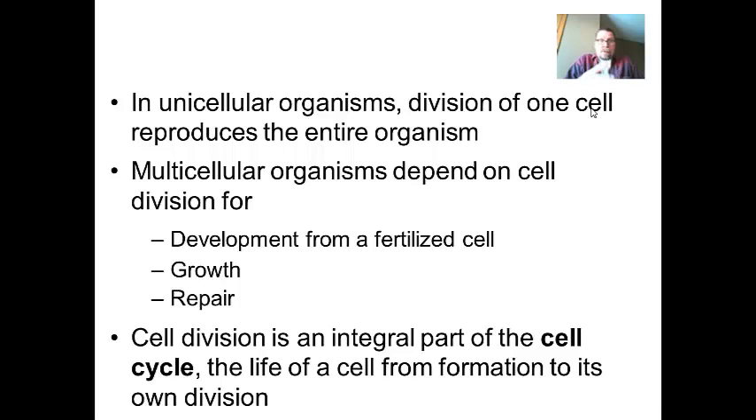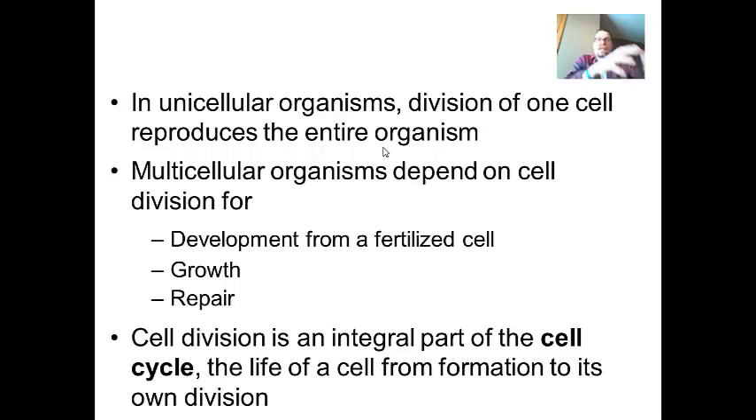And whether you're unicellular or multicellular, whether as a unicellular organism you need to reproduce yourself or clone yourself essentially, or as a multicellular organism you need to develop into a full multicellular organism from a single fertilized cell. You need to grow both until maturity, and then growth also includes replacing old cells, etc. And then you have to repair if you get damaged. And that whole process is called the cell cycle.